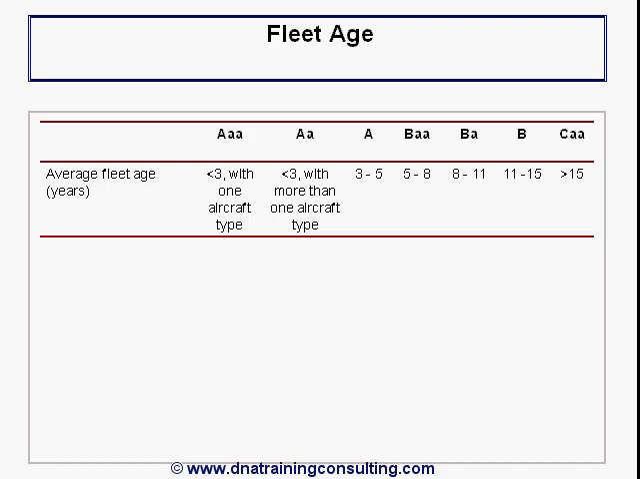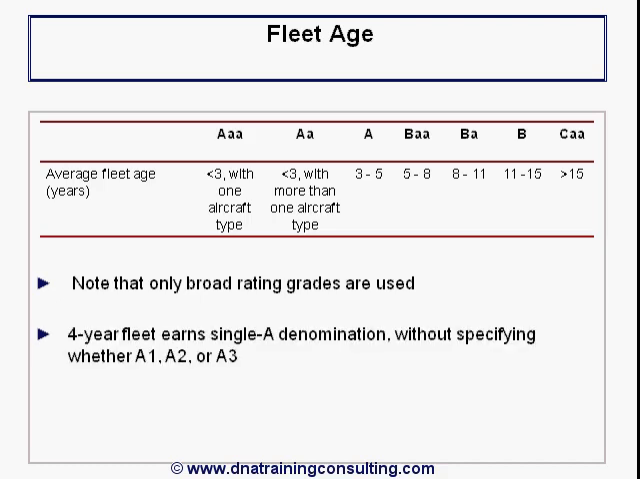Note that only the broad rating grades are used for this purpose. In other words, without the suffixes 1, 2, and 3 that are normally added at the end of an issuer's final credit rating from Moody's. So, for example, the 4-year fleet earns its carrier the single A denomination without specifying if it is A1, A2, or A3.